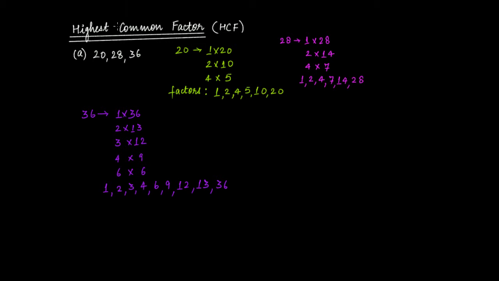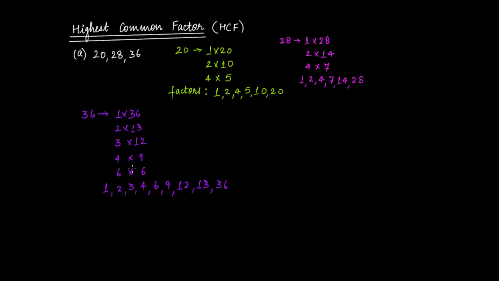Now, to find the highest common factor, first you find the common factors, and then, as the name suggests, of all these common factors that you find, you have to choose the highest or the greatest one. So what are the common factors of 20, 28 and 36?